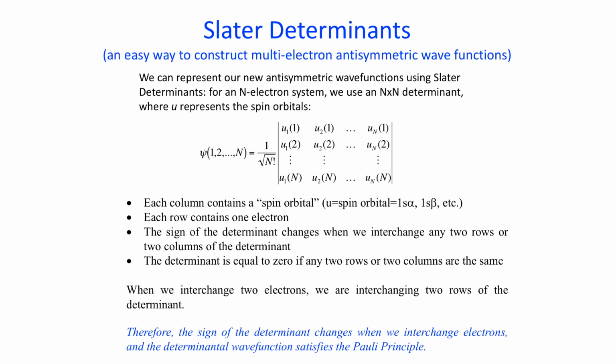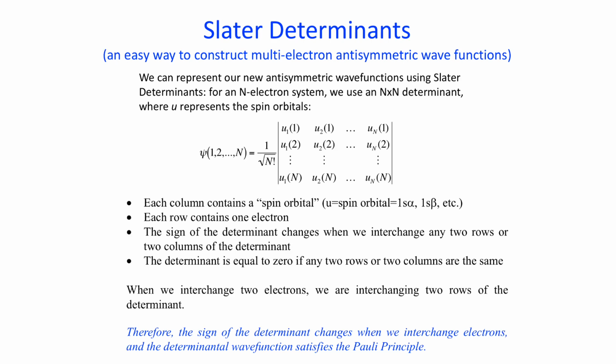Maybe we'll do some examples, but take a minute after we do those examples and satisfy yourself that if you change the position of any of those electrons, say you change position 1 and 2 here, so put 2 up here and 1 down here, the sign of your function is going to change.